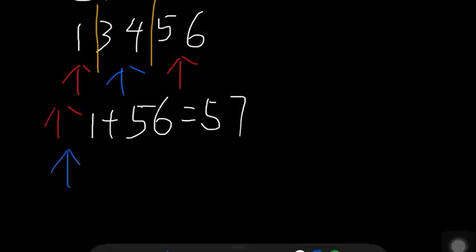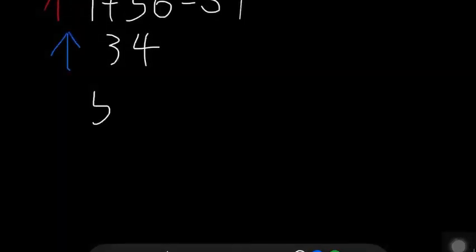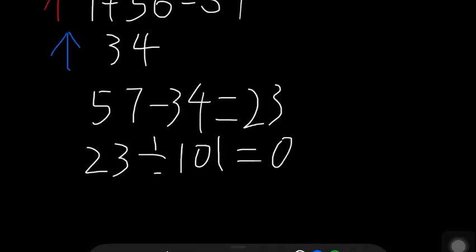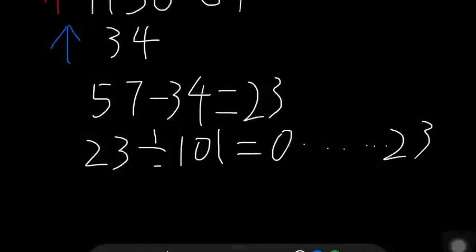Now we need to find the difference between them again, which is 57 minus 34 equals 23. And then we need to divide 23 by 101, which is 0 with a remainder of 23. So when this number is divided by 101, there will be a remainder of 23.